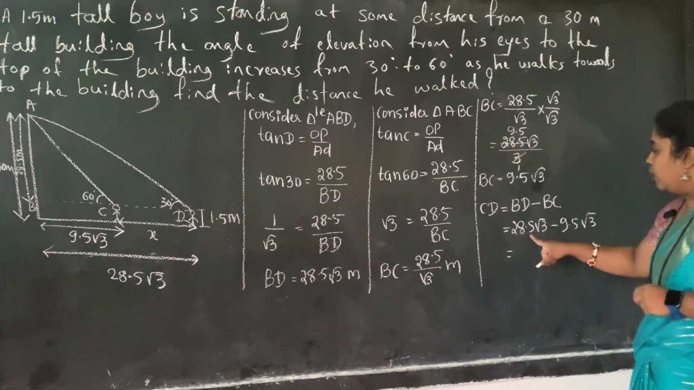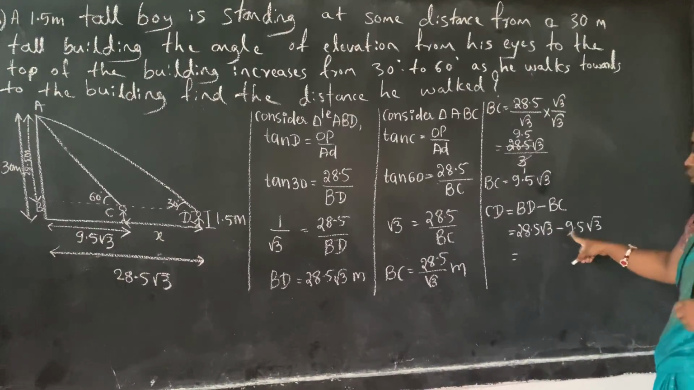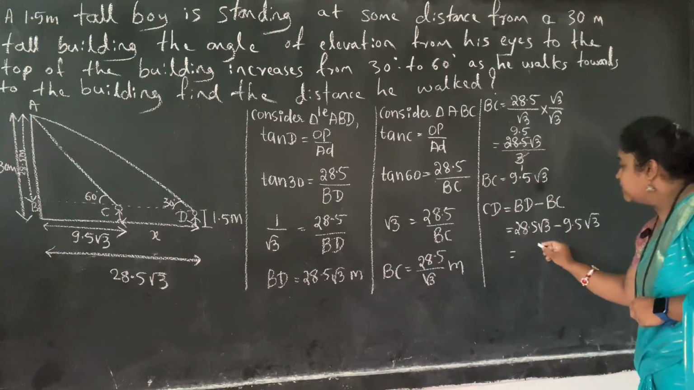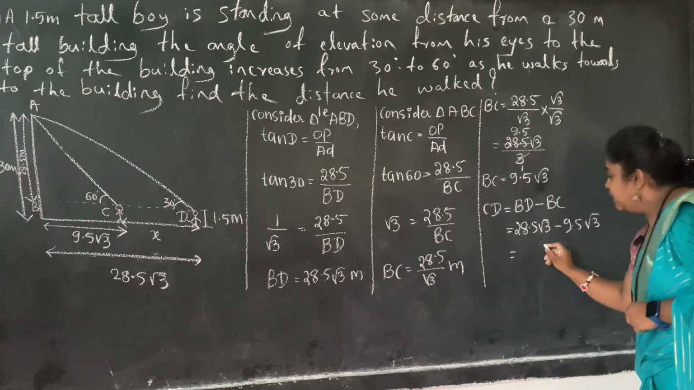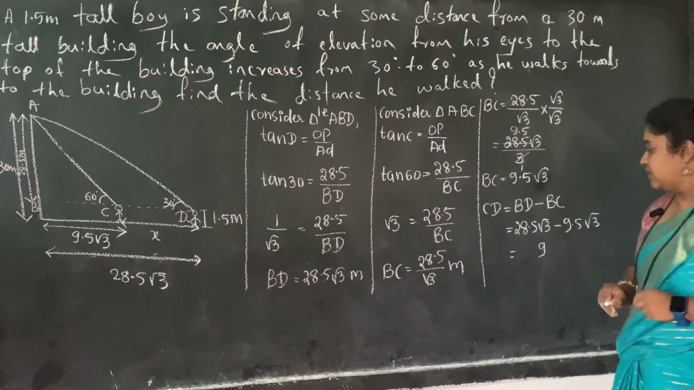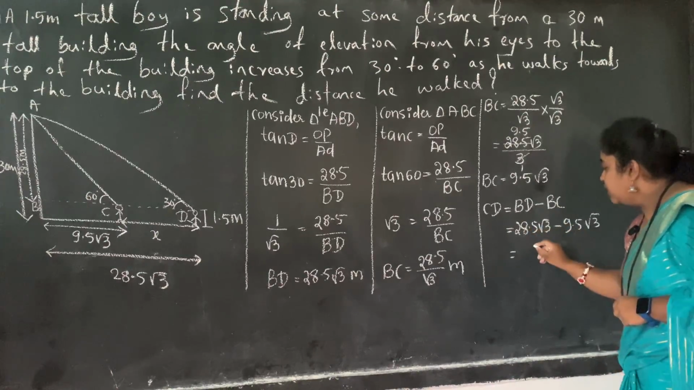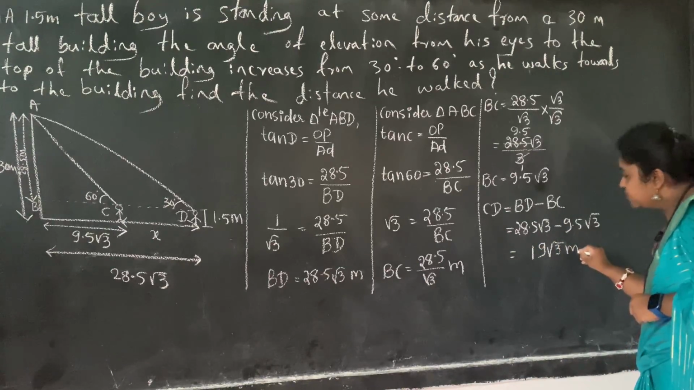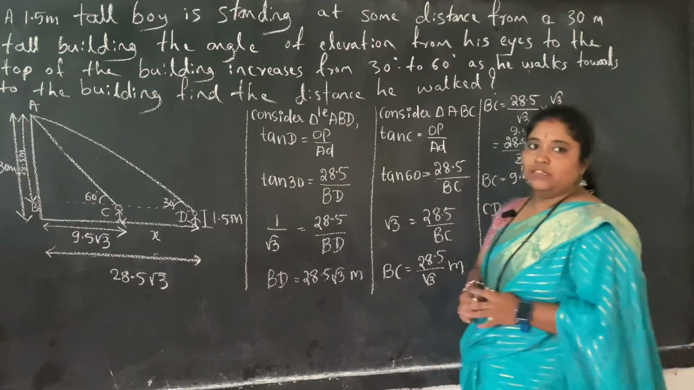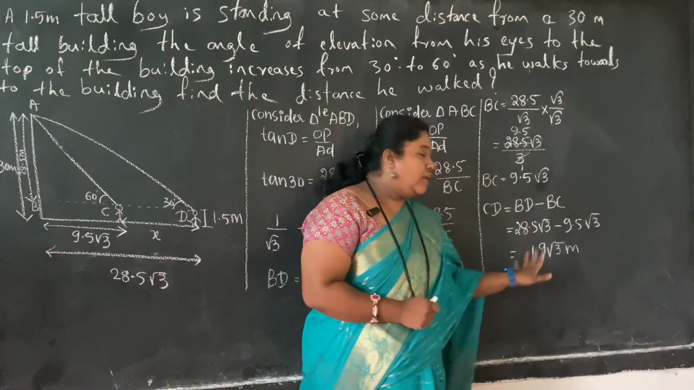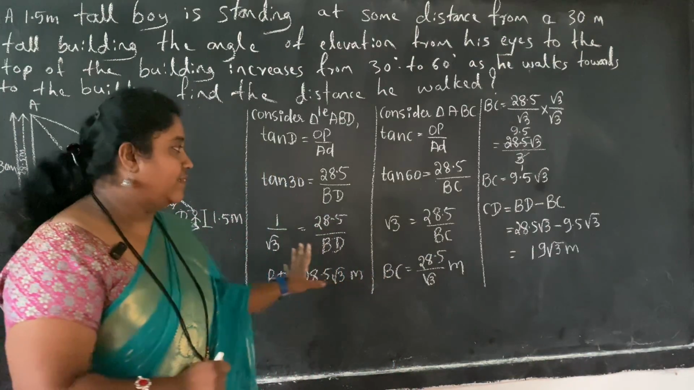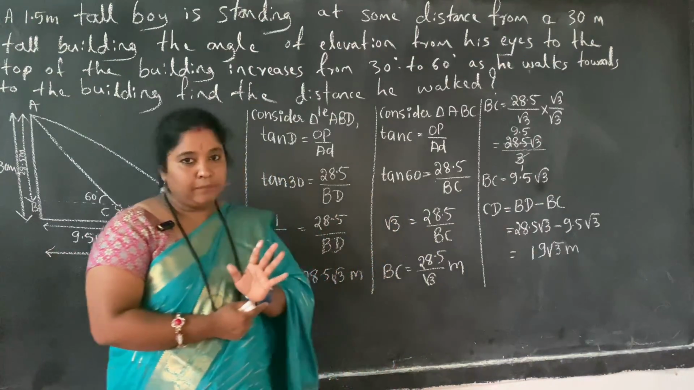Now 28.5 minus 9.5. 5 minus 5 is 0. 8 minus 9, okay dear, 9 nines are 18. So 18 minus 9 is 9, carry 1, that is 19 root 3 meter. 19 root 3 meter. So the distance that is traveled by the boy is nothing but 19 root 3 meter.